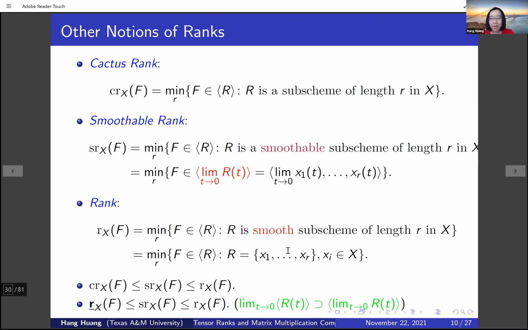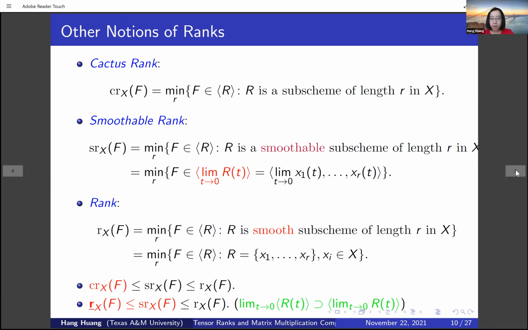And now let me get to the main points of the first half. I want to focus on the difference between cactus rank, border rank, and smoothable rank. Before I get to the main material, I want to briefly say something about the most subtle part of distinguishing these notions of rank. The most difficult part of finding these ranks for specific points is figuring out the lower bounds of these ranks.